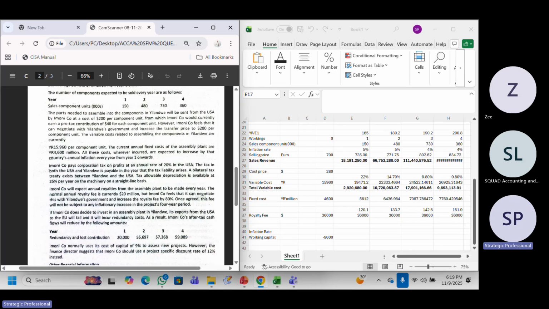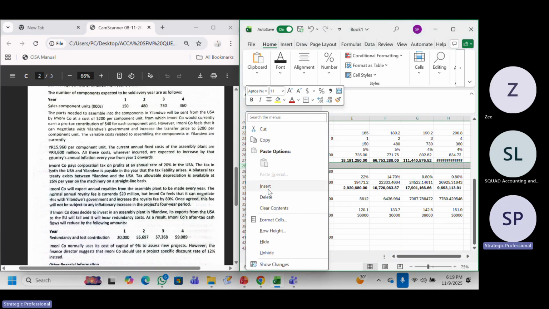However, Imonico feels that it can negotiate 280, right? And they told us, if you notice in that next paragraph, that all these costs, wherever incurred, are expected to increase by that country's annual inflation rate. It means that even this transfer price of 280 will increase by the USA inflation rate. So we bring the USA inflation rate. What is the USA's inflation rate?